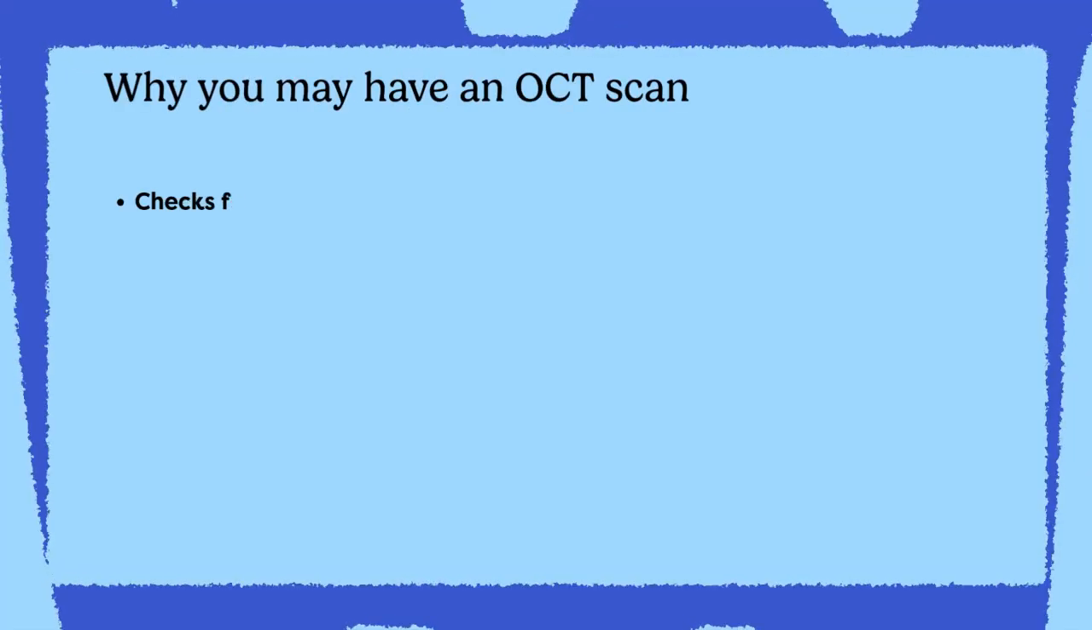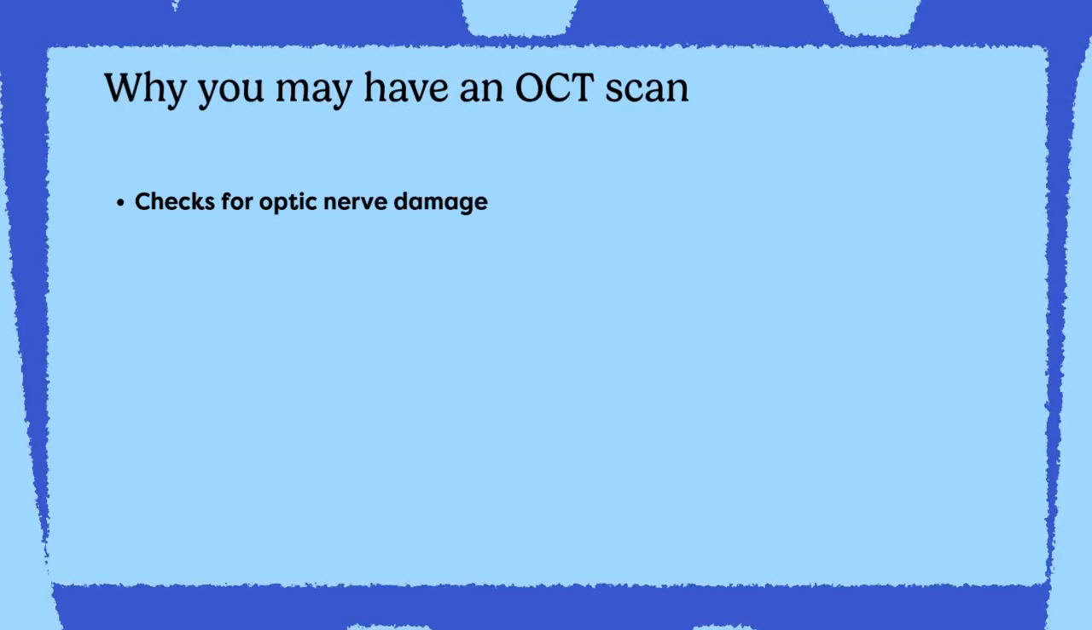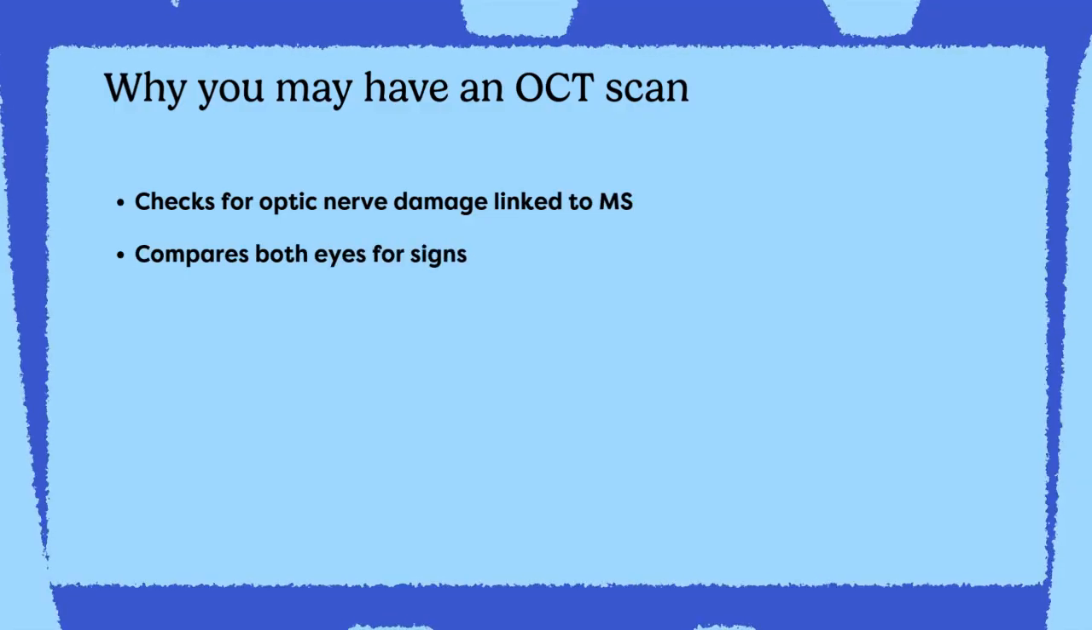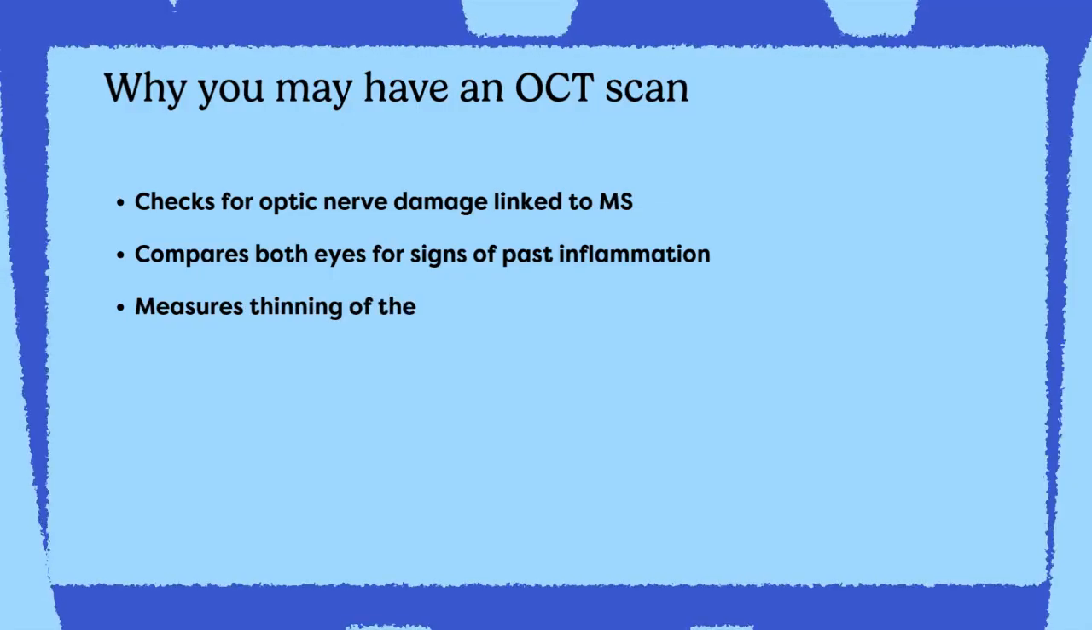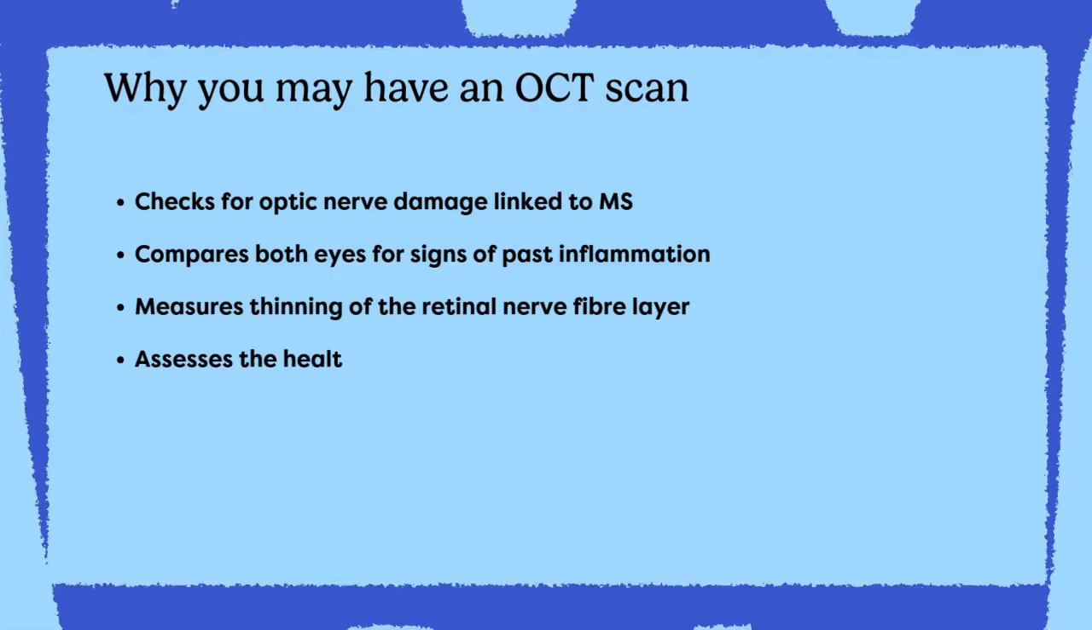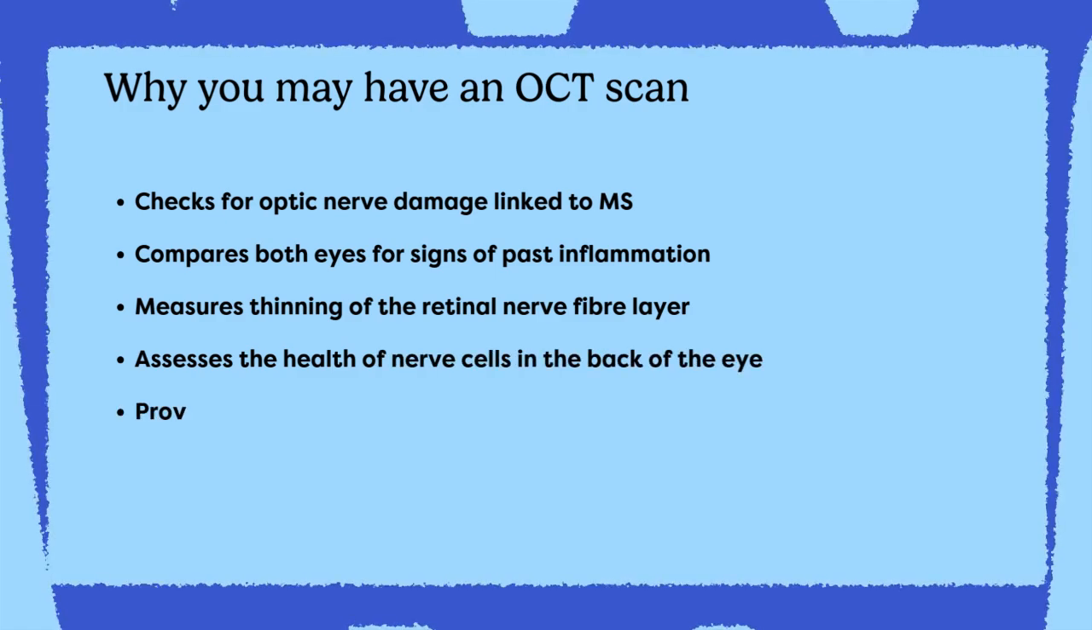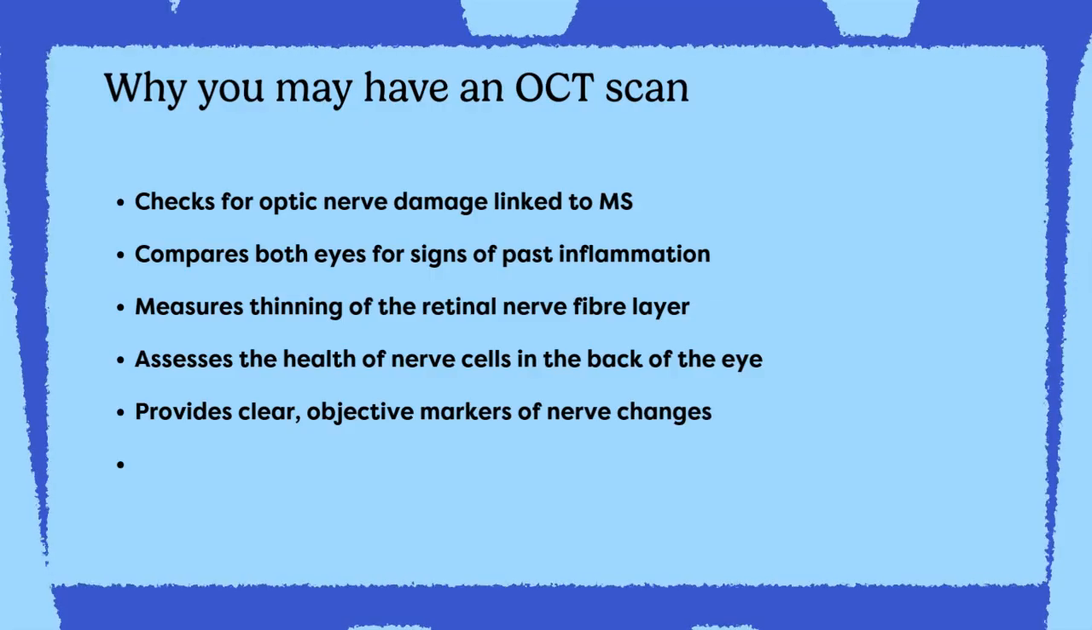Why you may have an OCT scan. It checks for optic nerve damage linked to MS. It compares both eyes for signs of past inflammation. Measures thinning of the retinal nerve fiber layer. Assesses the health of the nerve cells in the back of the eye. Provides clear objective markers of nerve changes. It can help to support an MS diagnosis.